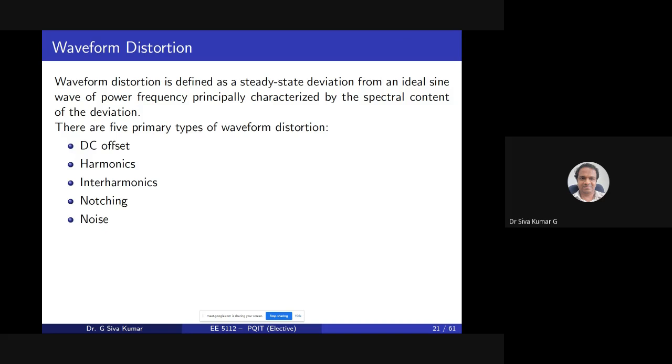Are going to occur primarily because of these attributes also. These quantities are creating, or deviating from, the ideal sine wave.